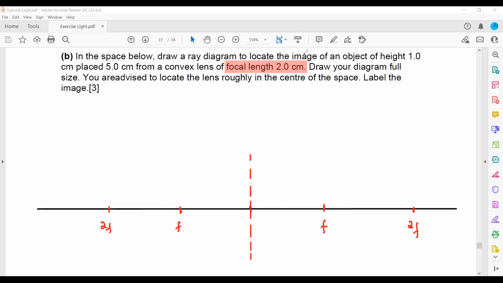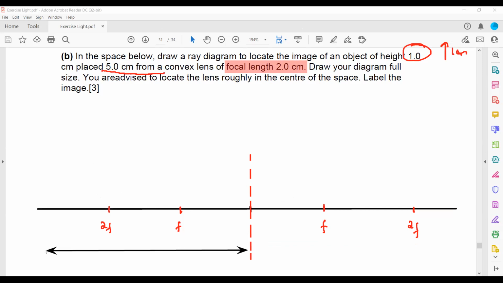Then after marking F and 2F, they mention the height of the object is 1 centimeter, but it is placed how much? It is placed 5 centimeter from the lens. And they did not mention left or right. So if they did not mention, you can place the object left side or right side. So if 2F is 4 centimeter, it means you will measure 5 centimeter from the lens.